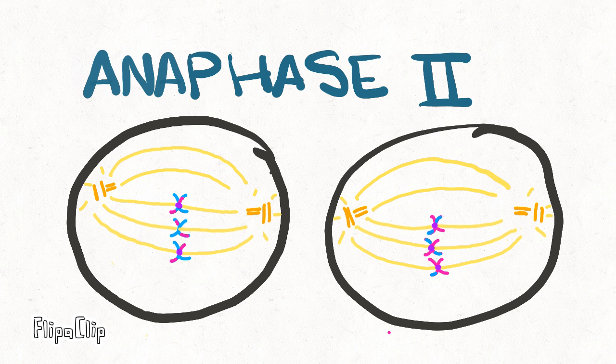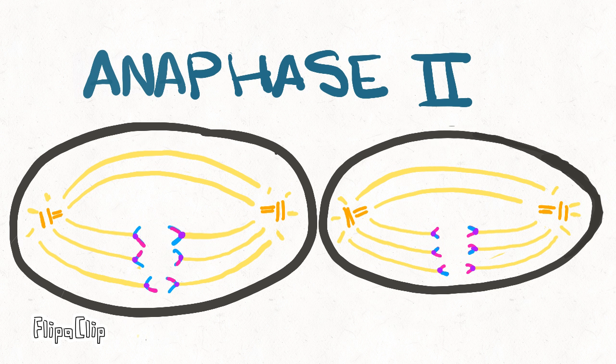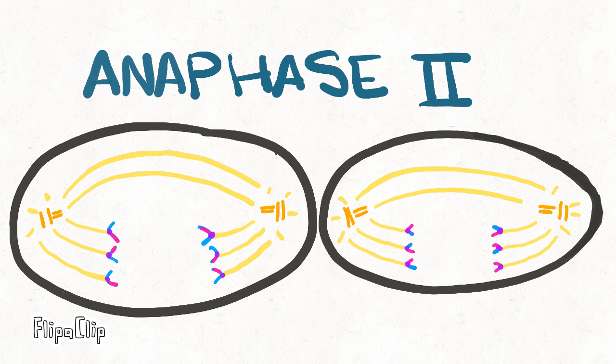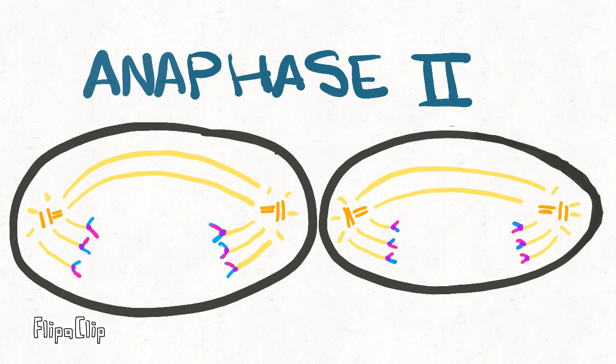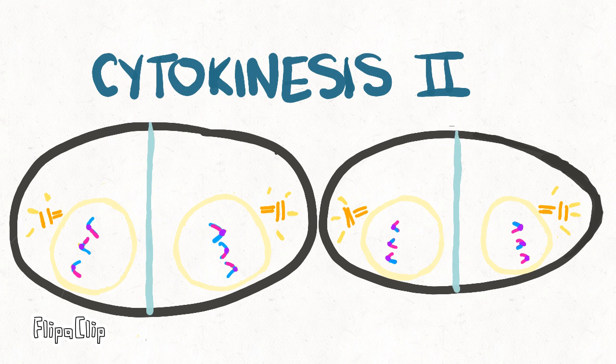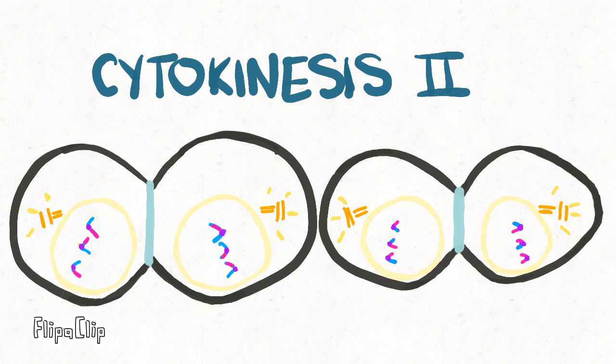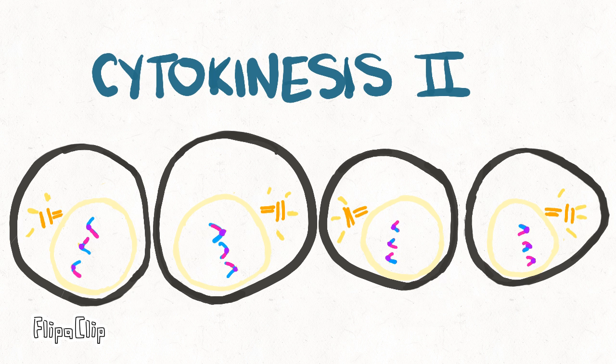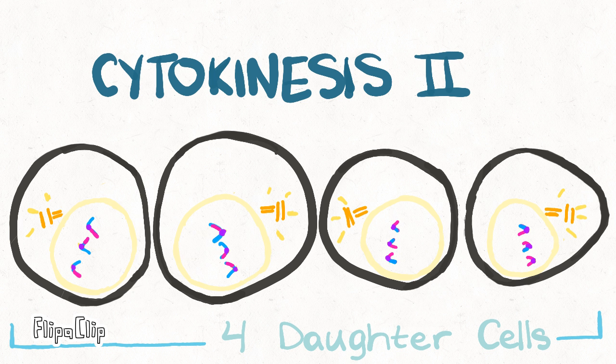In anaphase 2, the cell once again elongates as the kinetochore microtubules split the centromeres and pull the sister chromatids apart. In telophase 2, new nuclear membranes form and the chromatids uncoil inside of the nuclear membranes. The respective method of cytokinesis occurs for animal and plant cells once again, and the cell is now divided into 4 haploid daughter cells.